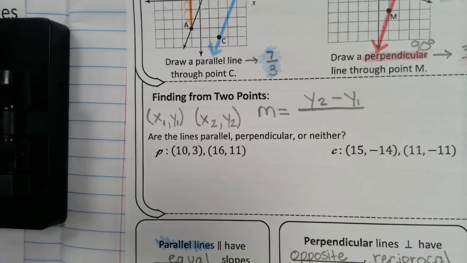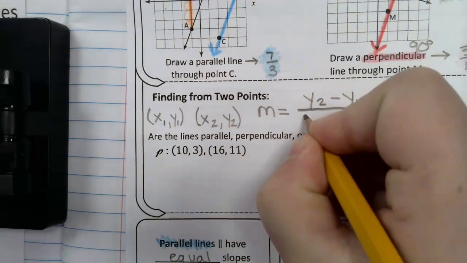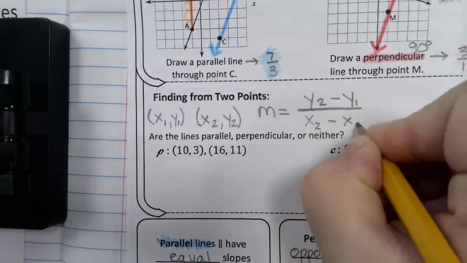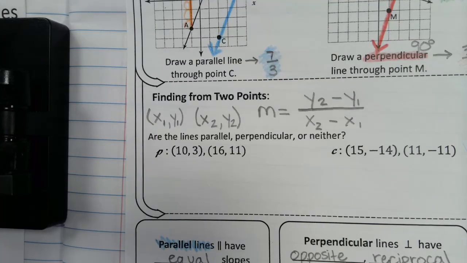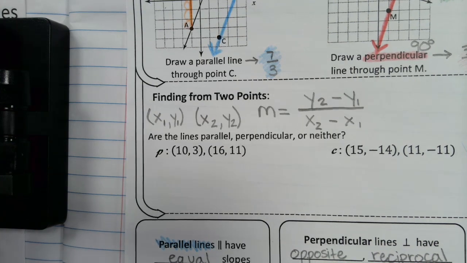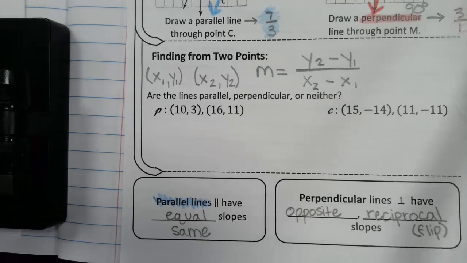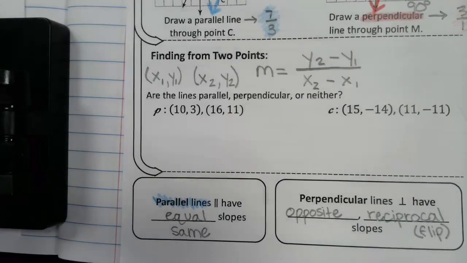We find that distance. That's our rise. That's our up and down. Now for our run, our left to right motion, that would be our x's. So x2 minus x1. So, kind of bringing back memories, y2 minus y1 over x2 minus x1. I don't have one of those sheets.